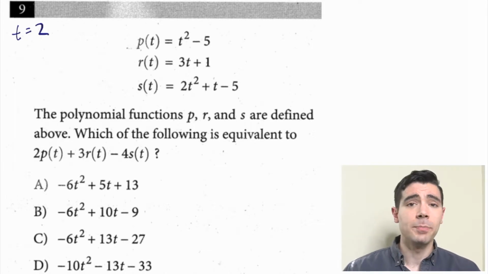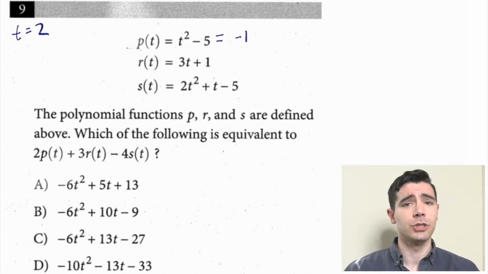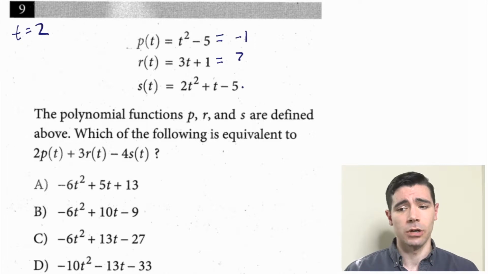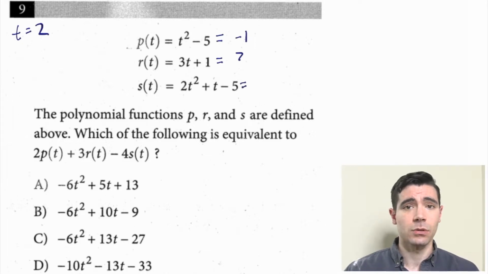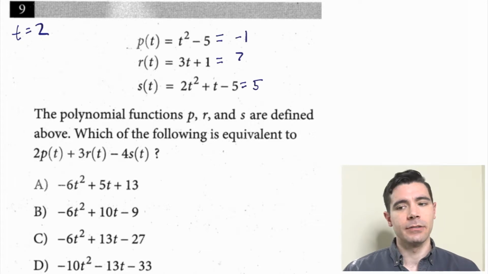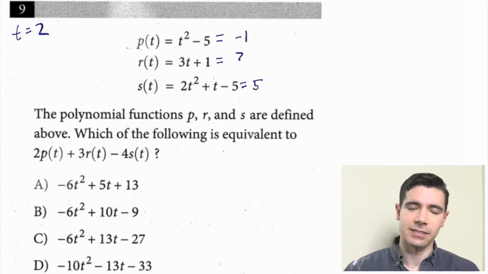So let's start with p. What would p of 2 be? Well, that'd be 2 squared minus 5, so negative 1. What would r of 2 be? 3 times 2 is 6, plus 1 is 7. Alright, cool. So r of 2 is 7. What would s of 2 be? 2t squared, well, that's 2 times 4, 8. Plus 2 minus 5. Alright, 10 minus 5, 5. Great. So p of 2 is negative 1, r of 2 is 7, and s of 2 is 5.